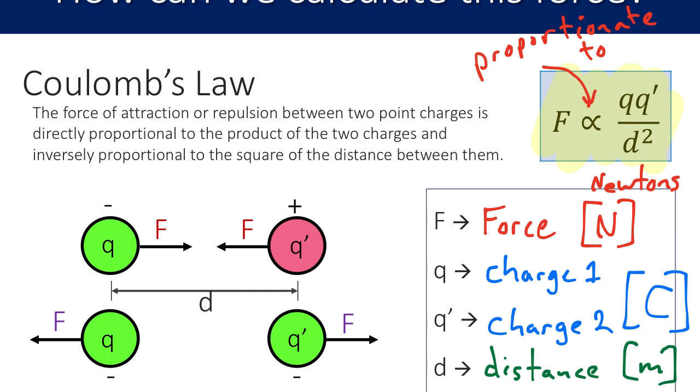All right, so here's our proportional idea here. The force. Q stands for the charges. They're multiplied by each other, so the products of the charges. D is the distance of separation between their centers, and that's an inverse square relationship.